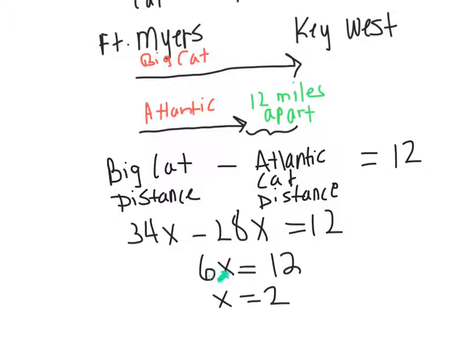So we get 6x equals 12, x equals 2. So that means after 2 hours, they will be 12 miles apart. You could come back into the expressions here to find the distances. 34 miles per hour times 2 hours will be 68 miles. 28 miles per hour times 2 hours would be 56 miles.